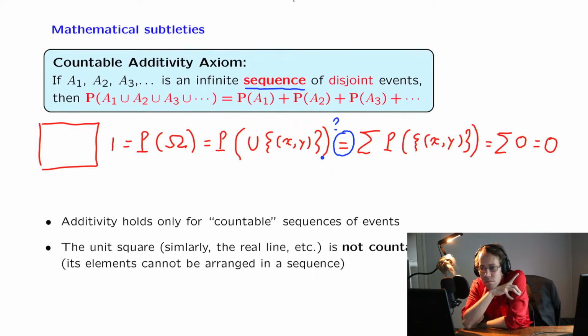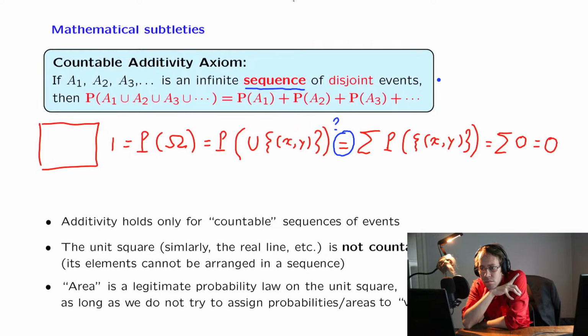Is area a legitimate probability law? Does it even satisfy countable additivity? This question takes us into deep waters and has to do with a deep subfield of mathematics called measure theory. Fortunately, it turns out that all is well. Area is a legitimate probability law. It does indeed satisfy the countable additivity axiom, as long as we only deal with nice subsets of the unit square.